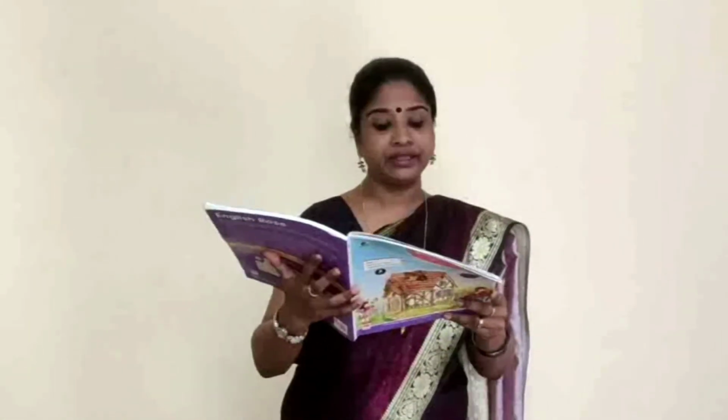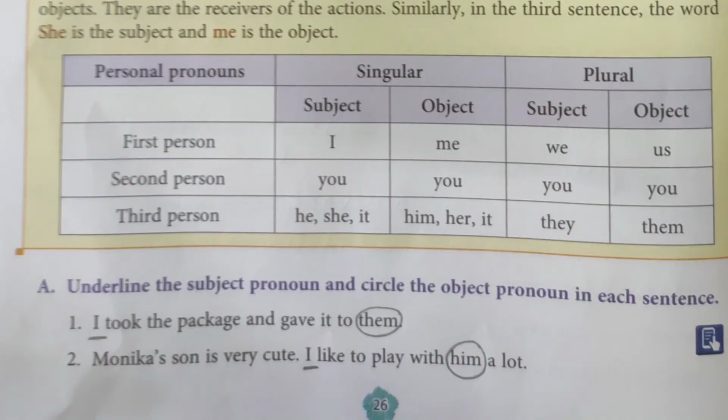Now children, look here, we have an exercise. Exercise number 8 on page number 26. Underline the subject pronoun and circle the object pronoun. It's very simple. You will understand it very fast. Look there children. I took the package and gave it to them. Then who is doing the work? I. So what will we do? We will underline I.